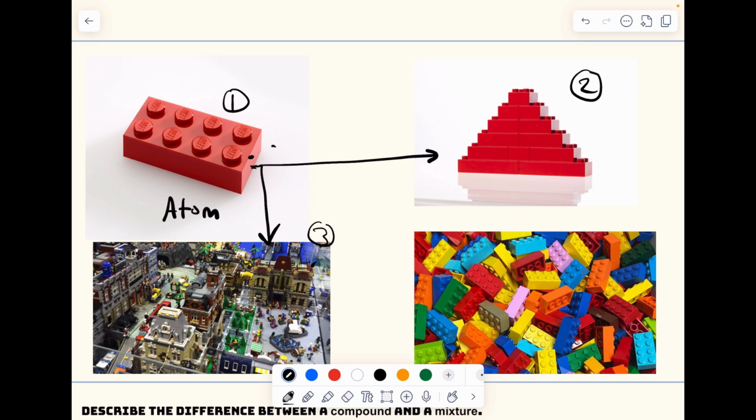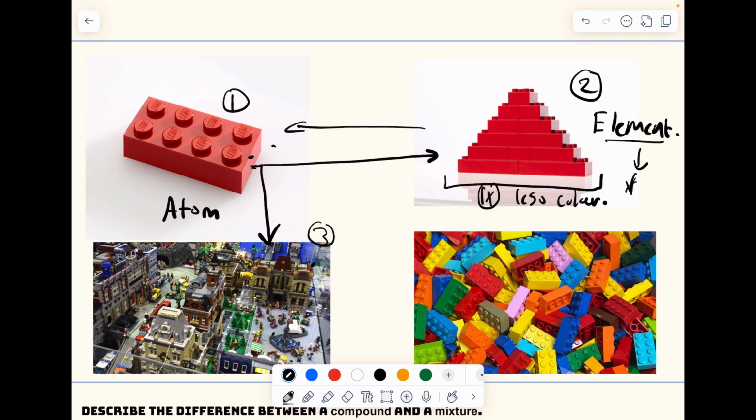Okay, and that leads to the second picture. This picture should remind you of an element. Why? Because an element is a substance made up of one type of atom, just like this pyramid in the picture, how it's made up of one type of Lego color. So this pyramid is made up of one type of Lego color, which links back to the atom here. Elements are made up of one type of atom.